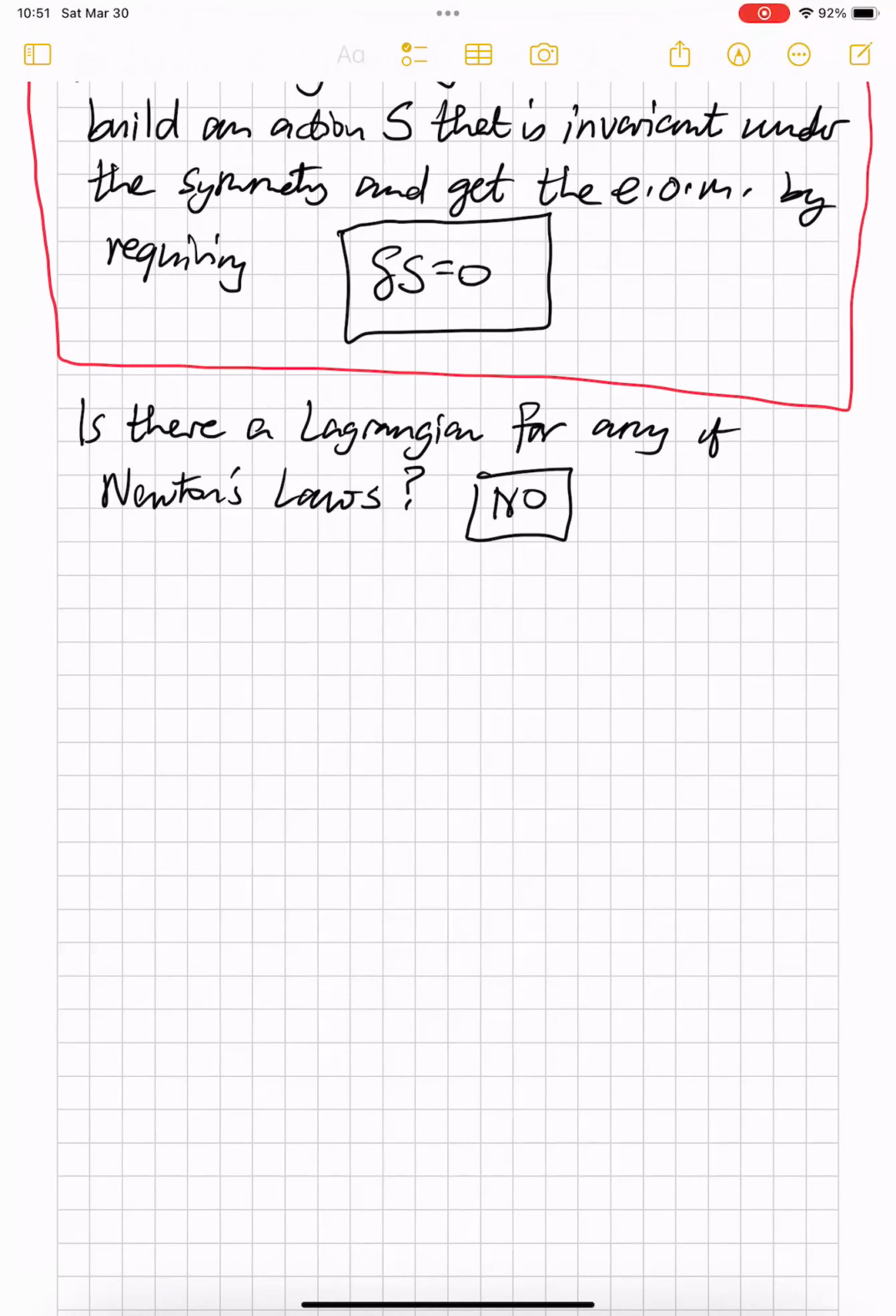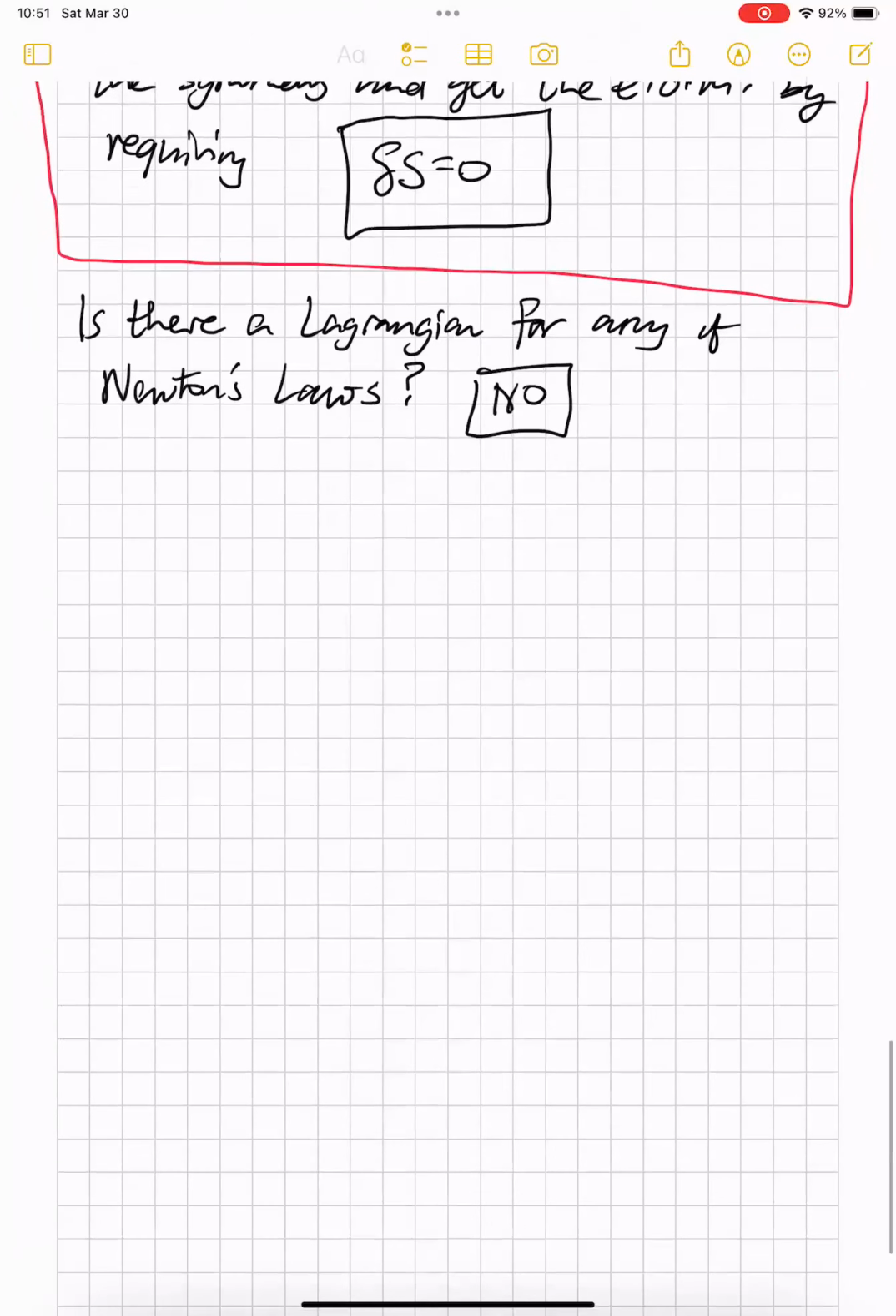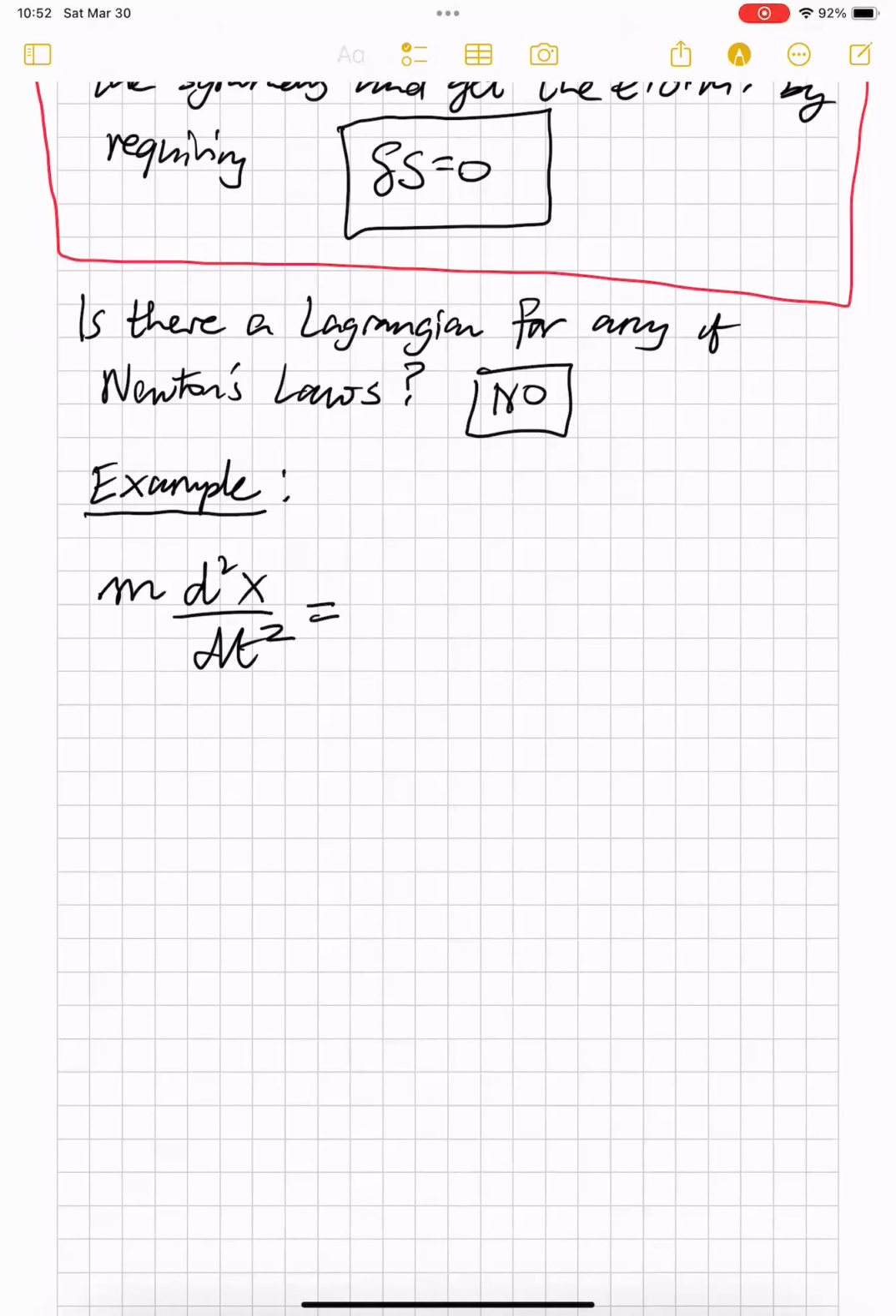And the place where Lagrangian mechanics fails is when you're describing problems that might involve things like friction and dissipation. I want to give you an example so that you can really see that what I'm telling you is true. So I want to consider a problem with friction. So the mass times the acceleration of the particle, I need to write down a force.